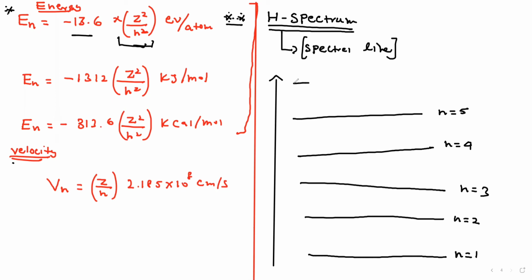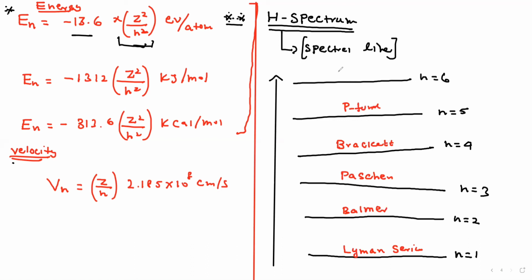Now I'm going to give the names for the given shells, given the n value. First one, n equal to 1, is the Lyman series. Second one is the Balmer series. Third one is the Paschen series, P-A-S-C-H-E-N. Fourth one is the Brackett series, the scientist's name. Then the Pfund series, and the Humphreys series, also a scientist's name.